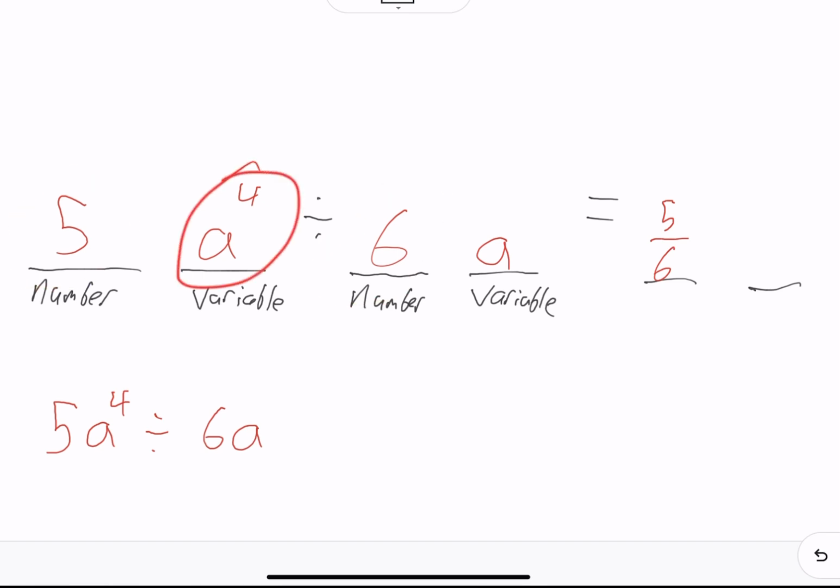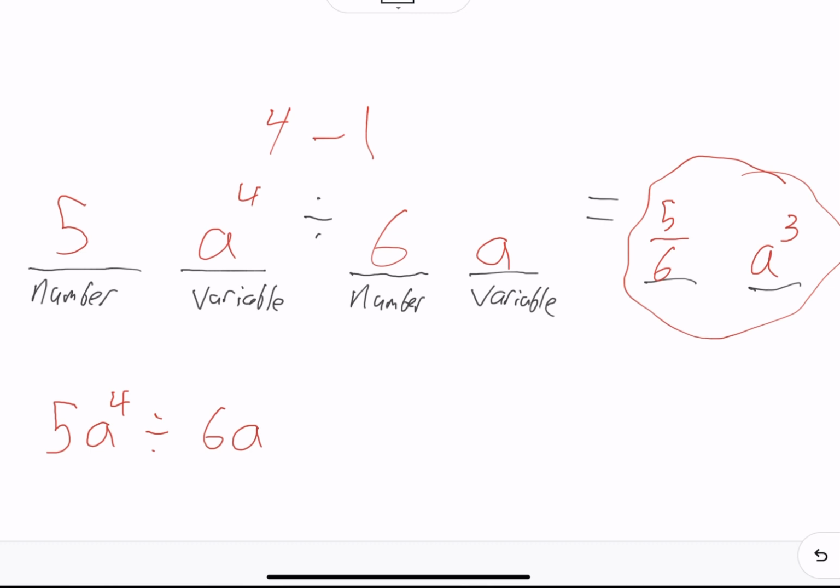Now we need to divide the variables. We've got a to the fourth power and a to the first power. Remember, when we multiply, we add the exponents. In division, we subtract them. But first, we've got to make sure it's the same letter. This is an a, this is an a, so we can subtract their exponents. We've got 4 minus 1, because again, this has an invisible 1 there. 4 minus 1 is 3, so this is going to be a to the third power. So my answer would be 5/6 a to the third power, okay?